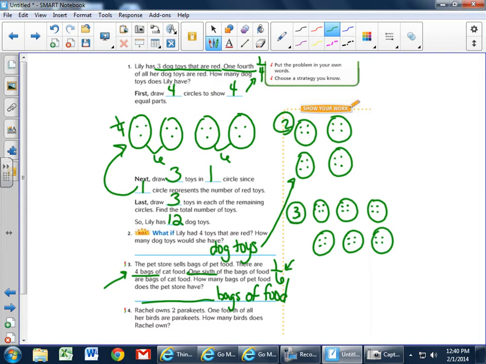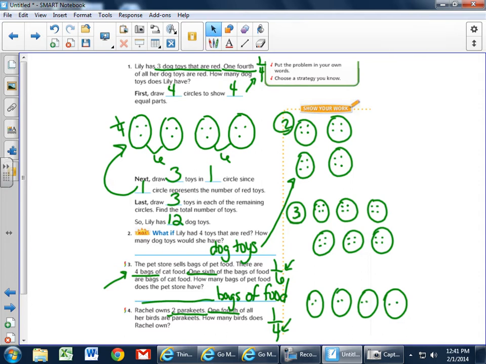Number 4. Rachel owns 2 parakeets. 1/4 of her birds are parakeets. How many birds does she own? So she owns 2 parakeets. 1/4 of them. Okay, so I need how many groups? It's 4. How many goes in each group is 2. Count them up, write it down, and label it.